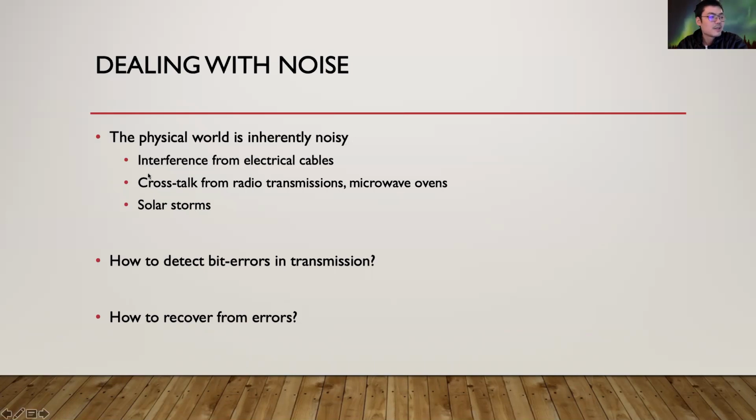You can have interference from electric cables, like a transmission tower with electric waves that interfere with the signals. It could even be a microwave oven. If you are using a laptop and also heating some food, there will be some crosstalk because they are in the same frequency. As we will see later, some Wi-Fi protocols use the same frequency bandwidth as the microwave. Then you definitely have some bits flipped.